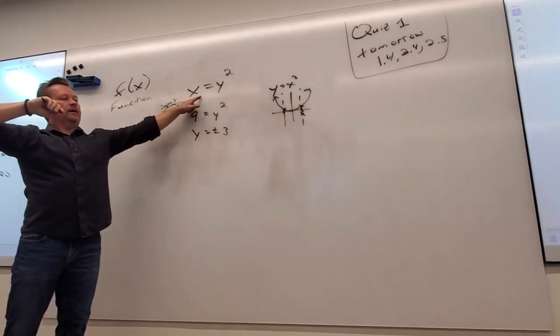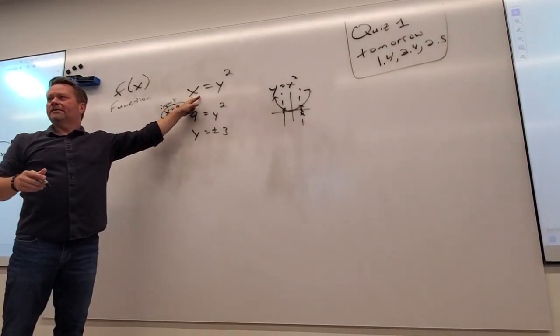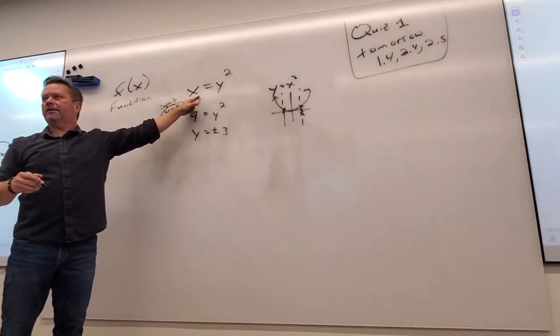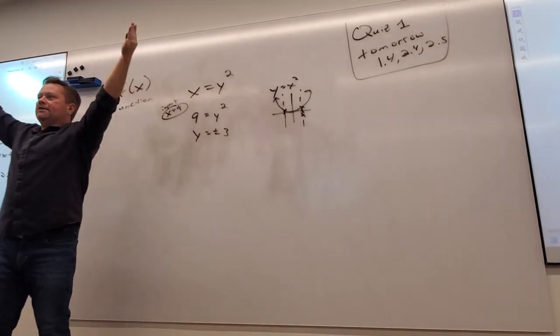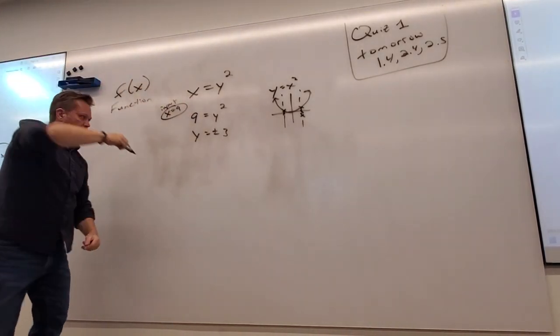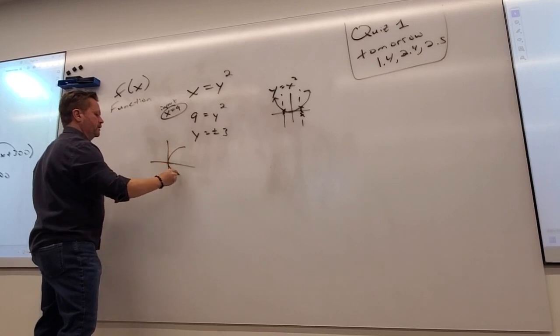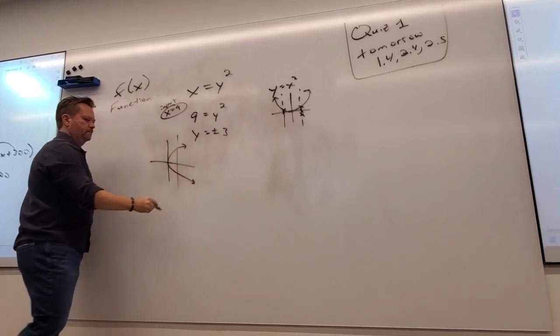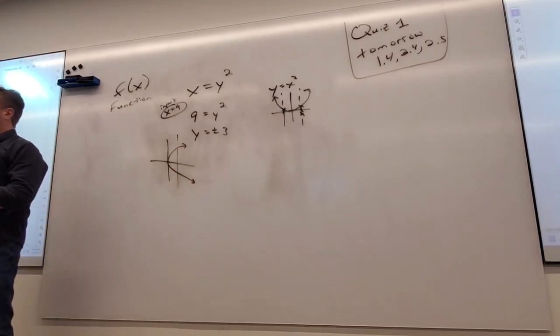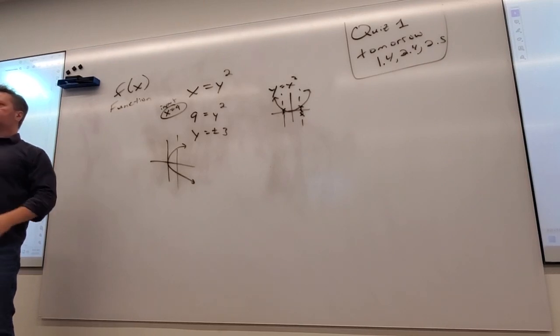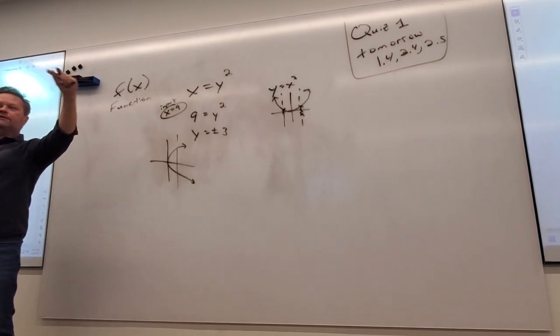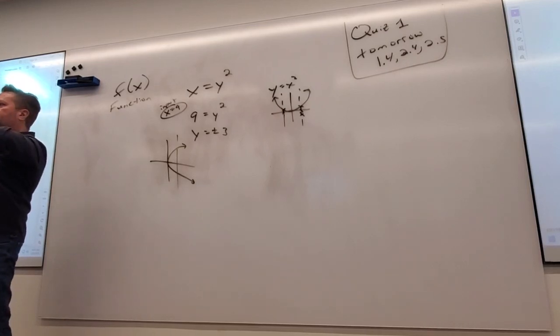What would the sideways version look like? Does anyone know? It definitely doesn't look like that. Yeah, it just takes this and turns it, so it'll look like this. Does that pass the vertical line test? No. There's at least one vertical line that goes through more than once. All you need is one. If there's one x value that has more than one output, that's not a function.